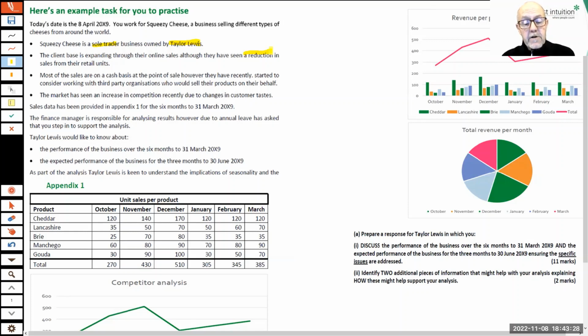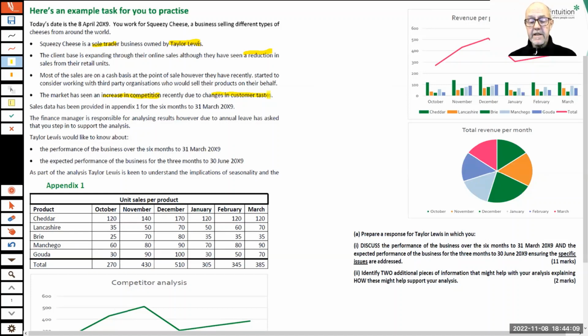However, they recently started to consider working with third-party organizations who would sell their products on their behalf. So that's like agencies. So other people will sell them, they'll buy them, they'll have an intermediary. The market has seen an increase in competition due to changes in customer tastes. So that means increasing competition. There are more companies now supplying similar products, presumably because they're becoming more popular. So the market is expanding on the one hand, because customers want more cheese, but that means competitors have been attracted.